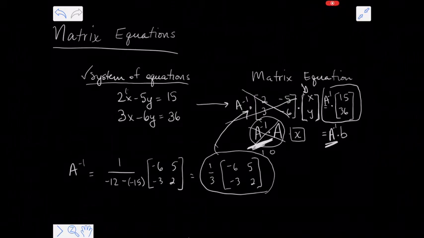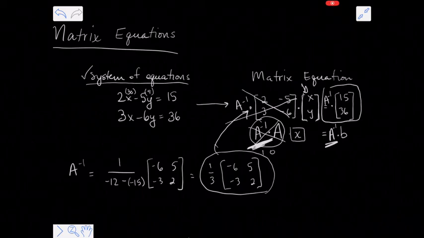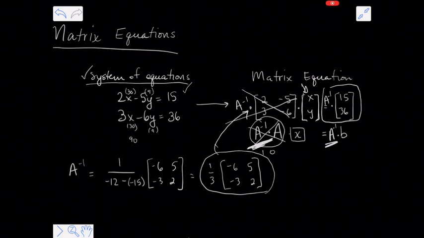Just to double check, if x equals 30 and y is equal to 9, then 2 times 30 is 60, 5 times 9 is 45, 60 minus 45 is 15, so it checks out there. If this x is 30 and that is 9, 3 times 30 is 90, minus 54, and that's equal to 36. So 30, 9 seems to check out.